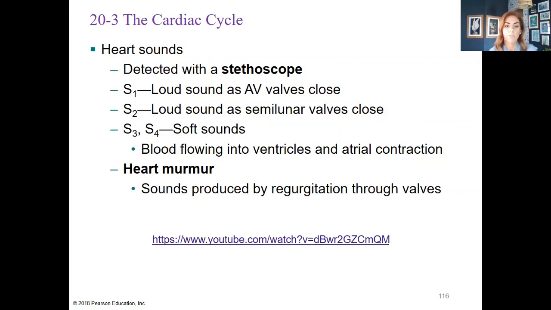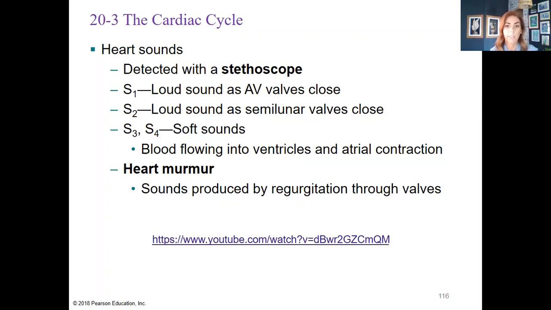There are S3 and S4. These are soft sounds. Not a lot of people can hear those sounds if you're not really well versed in listening to the heart with a stethoscope. That's okay. Just know your S1 and your S2, what they represent, and then of course what they sound like.